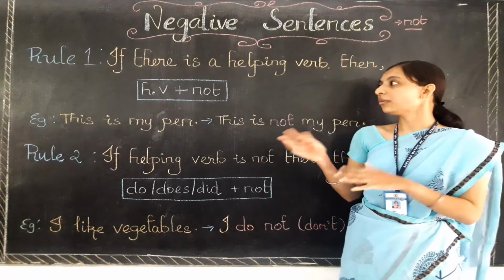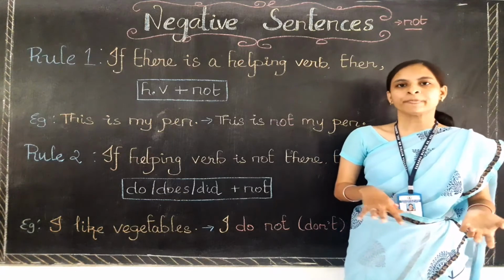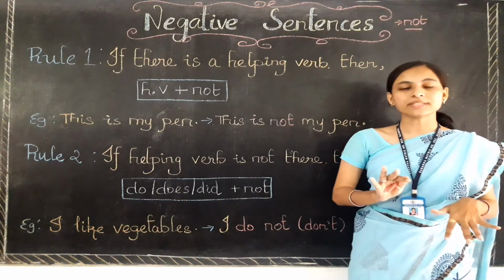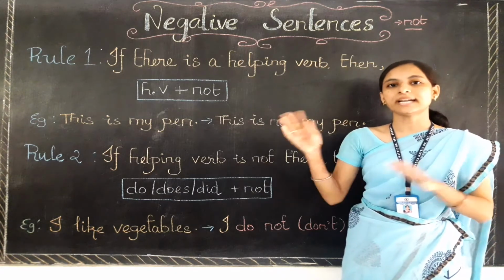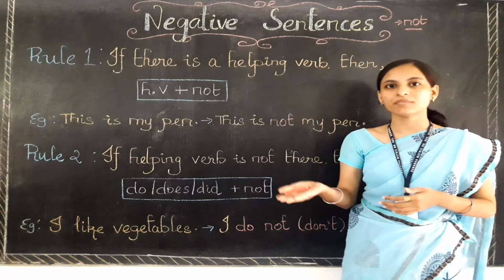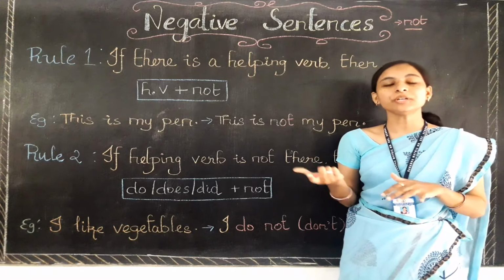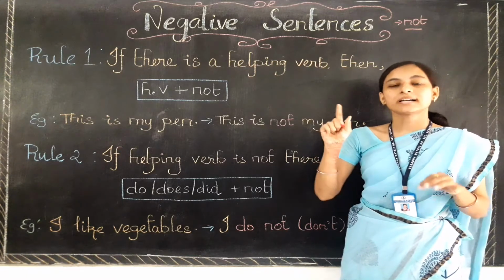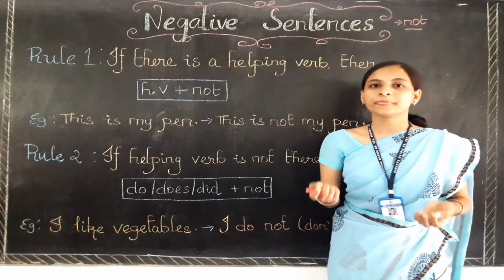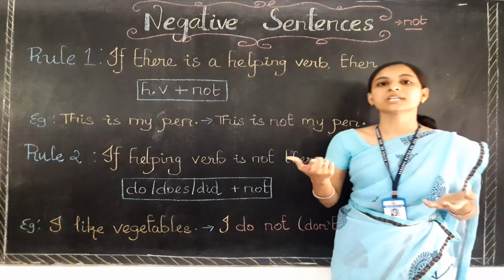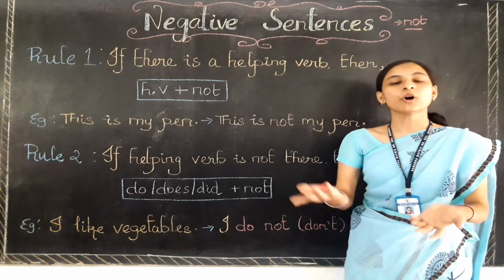Okay. So now we are going to learn how to make a negative sentence from a positive sentence. For making the negative sentence, it is important that you check whether the sentence comes with a helping verb or not. What is the first thing you need to check? Yes, whether the sentence comes with the helping verb or not. Do you remember what a helping verb is? Yes, a helping verb helps the main verb to talk about the time.